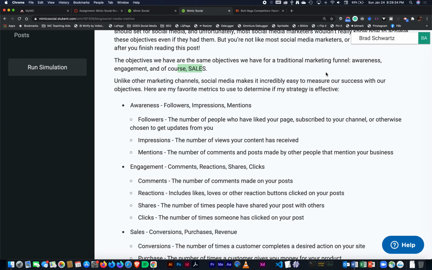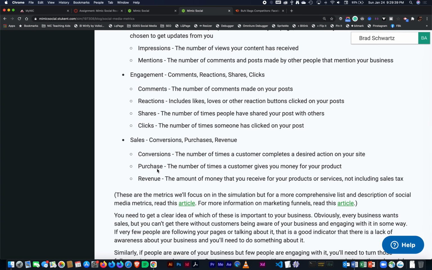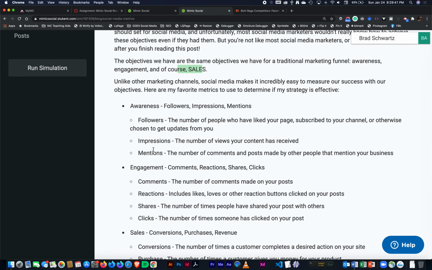So what we want to look at metric-wise is awareness, engagement, and sales. So awareness is how many followers we have that like our pages, subscribe to our channels, or somehow get content from us. That also includes the number of impressions or views and the number of comments or mentions in other social media about the business. So engagement includes comments, reactions, shares, and clicks.